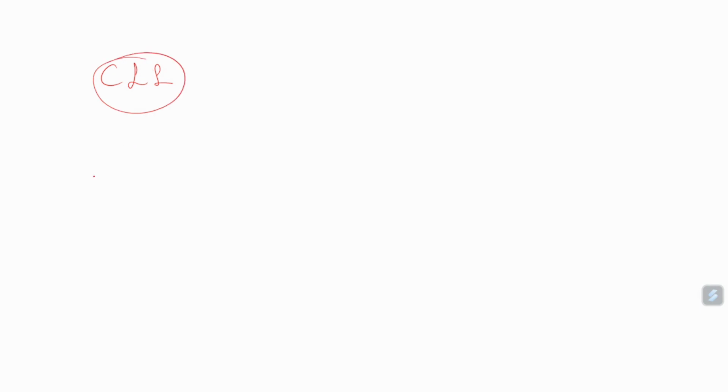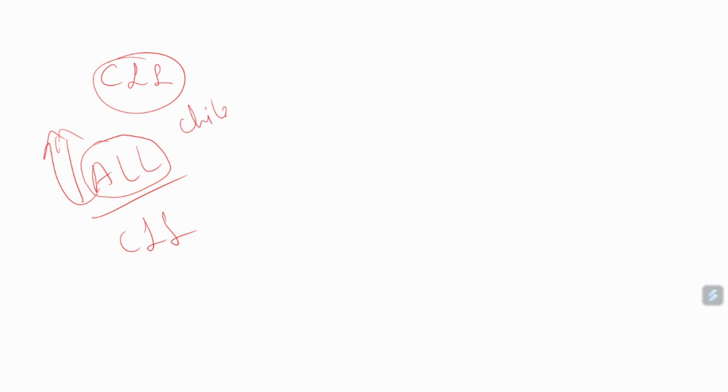See, what is the difference between acute lymphoid leukemia and chronic lymphoid leukemia? Who will tell? Simple. First difference is in acute lymphoid leukemia, the onset of the disease is very rapid. Immediately the disease will occur. Okay. And acute lymphoid leukemia is very common in children. This point I already told. It is common in children, and chronic lymphoid leukemia is common in the elder population.